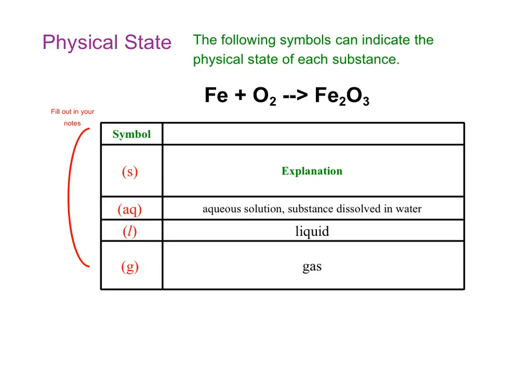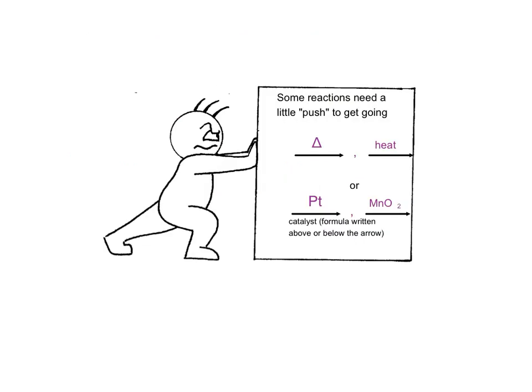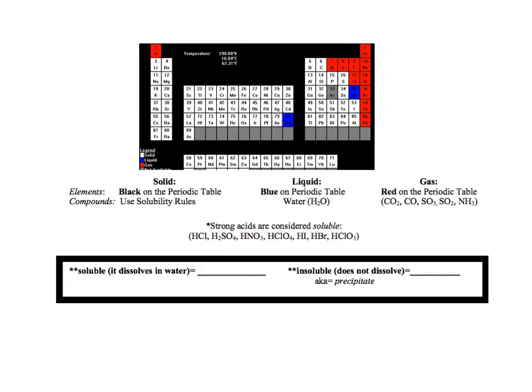So S would represent solid, L would be liquid, G would be gas, and AQ means something that's aqueous, so it means that substance is dissolved in water. And as you guys see, most chemical reactions we deal with, a lot of times it's in water. Some reactions do need a little extra something to get going, whether that's heat or energy of some kind. You may see something written above an arrow. You're not going to be responsible at this point for writing any of that. Just be aware that if you see that, that's what it means.